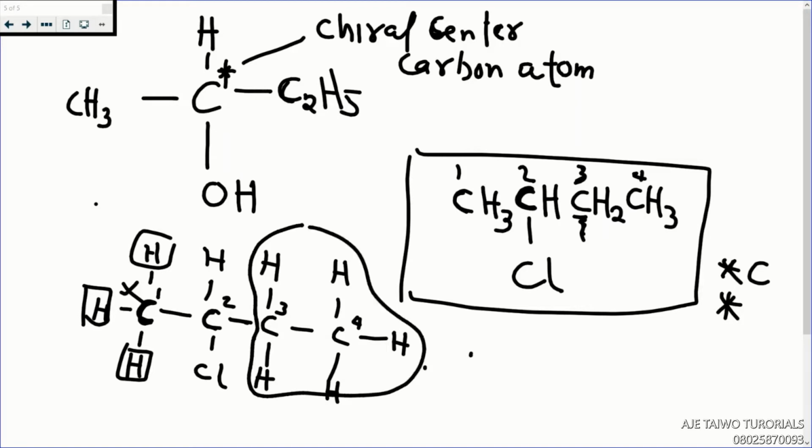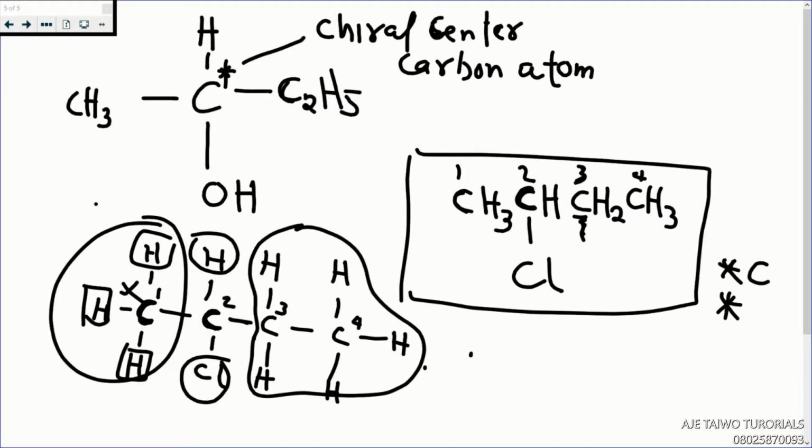This as a whole is attached to this carbon. It's attached to this carbon, which is C2H5. This is attached to this carbon. This O methyl is also attached to this carbon, and this chlorine is also attached to that carbon. So you have 1, 2, 3, 4 groups attached to that carbon atom.